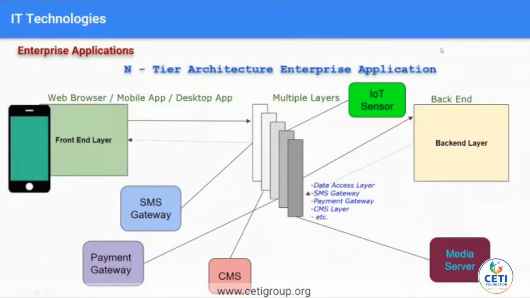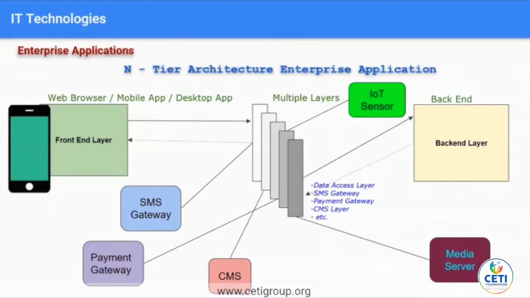Now see, this is how the architecture looks like as of today. Now this n-tier enterprise application architecture has become very, very complicated. We used to talk about 2-tier architecture, we used to talk about 3-tier architecture, but now it has evolved to n-tier architecture. N can be any number. There is no standard. Now you see on the front end layer, I've got mobile phone, or browsers, or standalone desktop application. This talks to your multiple layers.